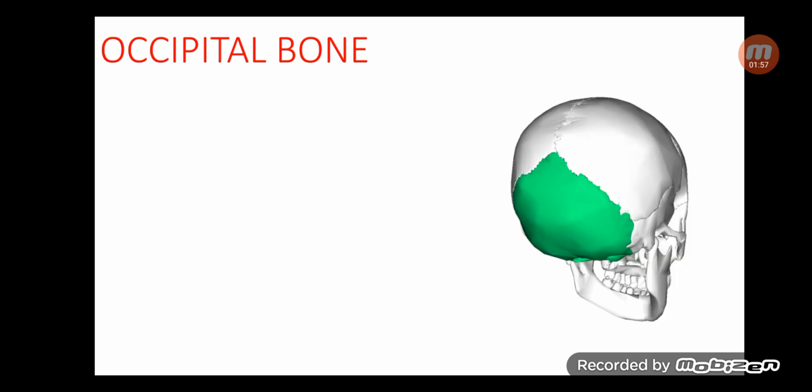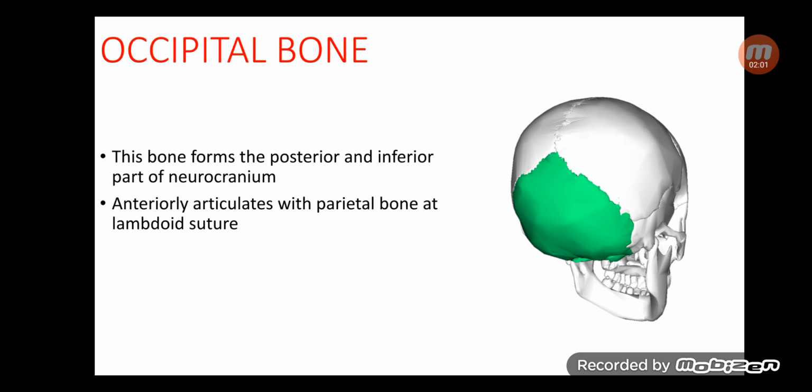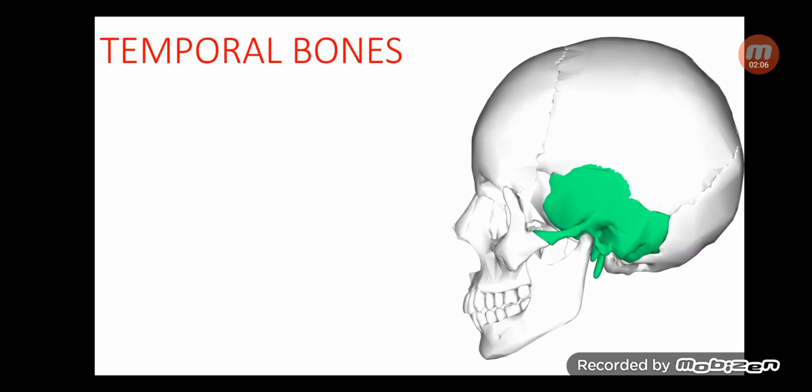Then we have another cranial bone, that is the occipital bone, and this bone forms the posterior and inferior part of the neurocranium. Anteriorly, it articulates with the parietal bone at the lambdoid suture.